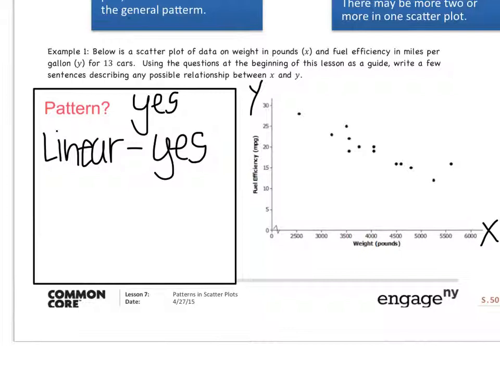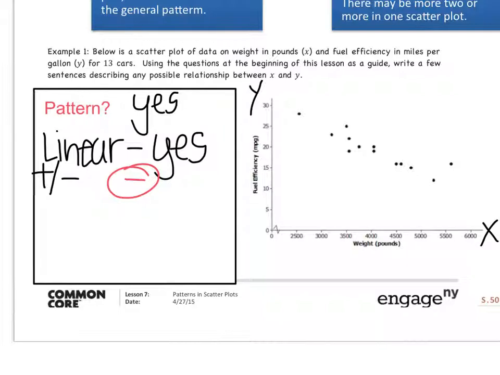The last question is, what shape? Is it positive or negative? So I'm going to put positive or negative. For this specific example, it looks like it's going downwards. From left to right, my points are going down. So I'm going to put negative.